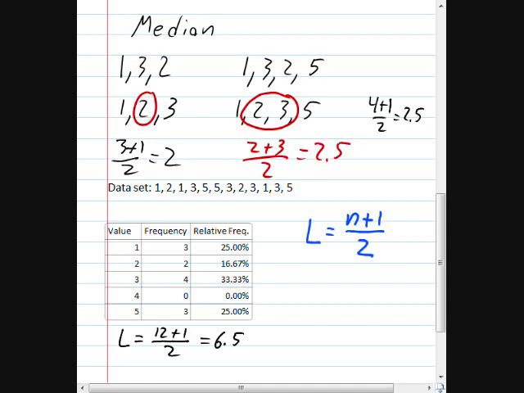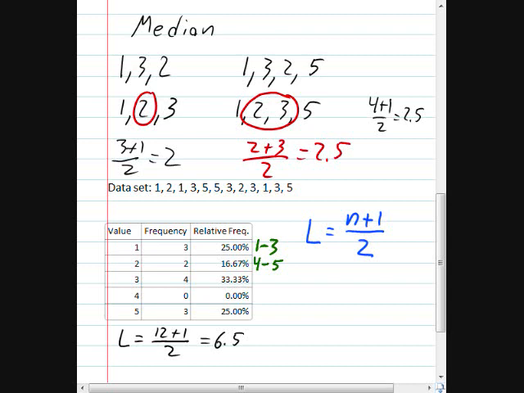So how do we find the 6th and 7th number? We do that by looking at the frequencies. We start with the value 1. It shows up 3 times, so numbers 1 through 3 will all be 1s. The next number would be a number 2, and that's our 4th number. And there are 2 2s, so 4 through 5 would all be 2s.